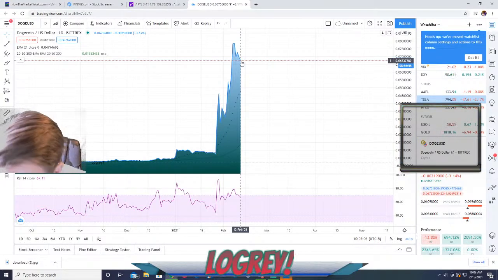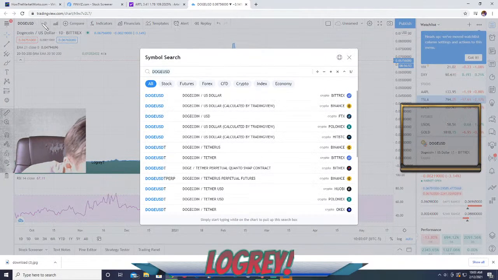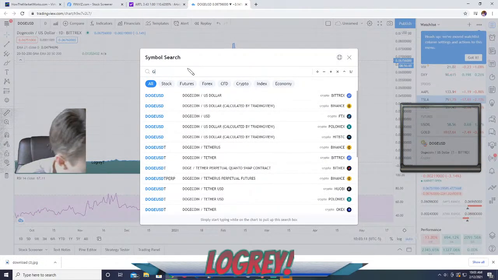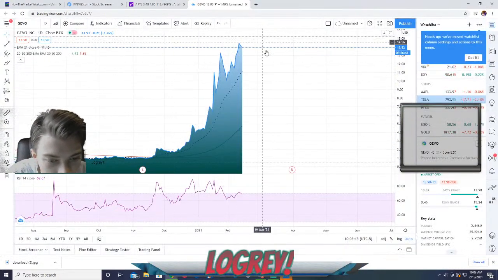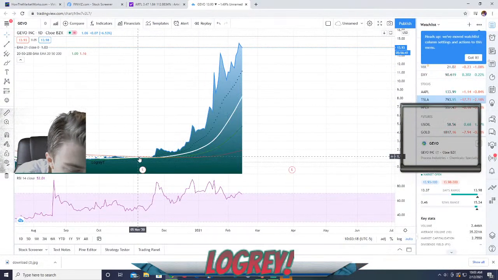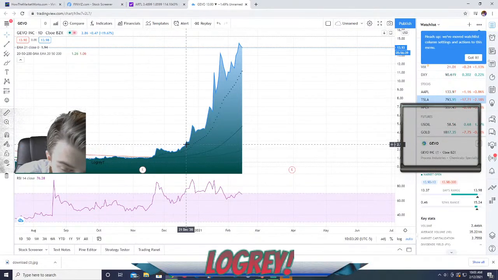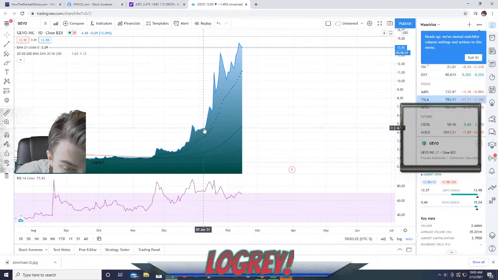Let's see, my real life stock, let me show you my stock that I bought in real life. This is called Givo. Here we go. So as you can see, it's definitely a little overvalued. I bought it when it was at around the $5 mark.